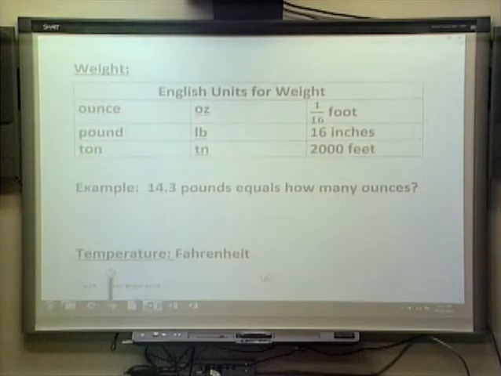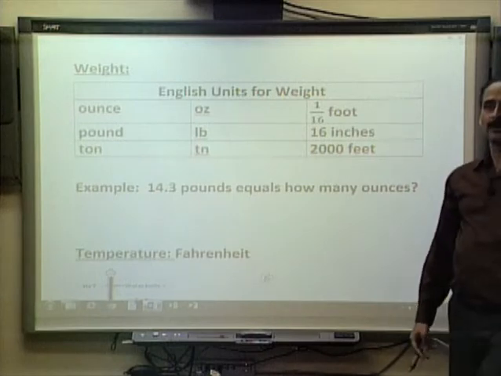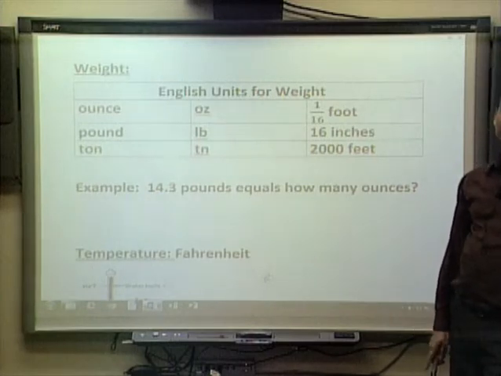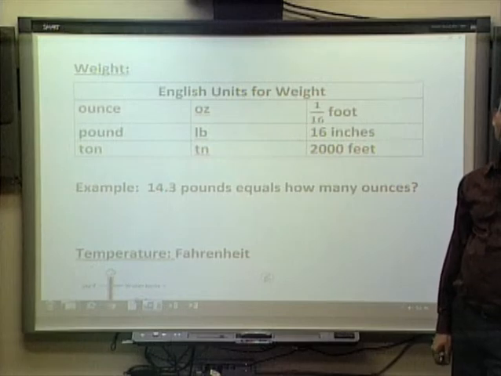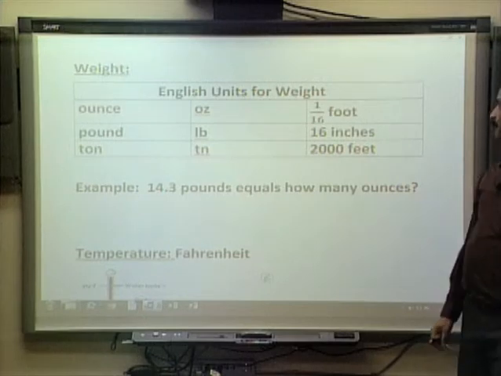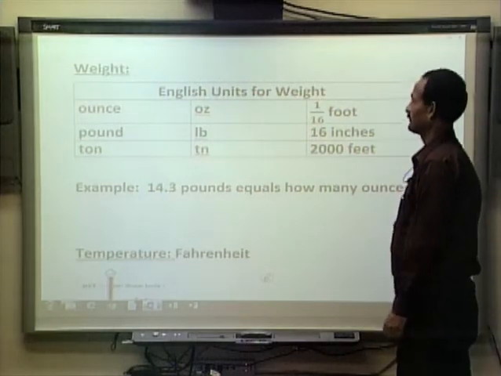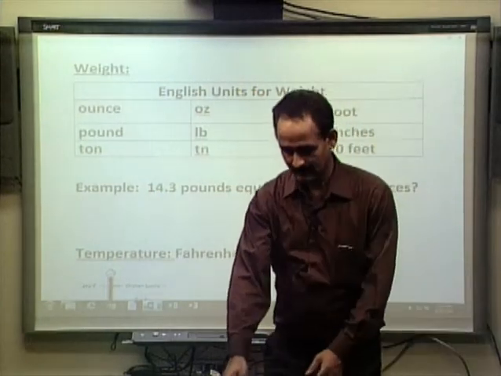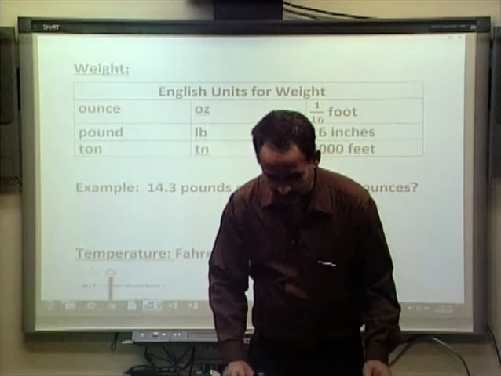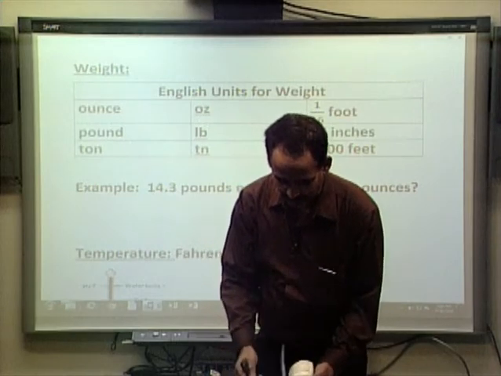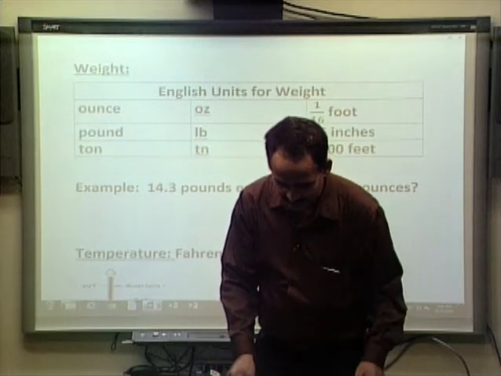Okay, next, weight. The units for weight in the English unit system are ounce, pound and ton. Let me look at the table. I don't think I wrote this table correctly.